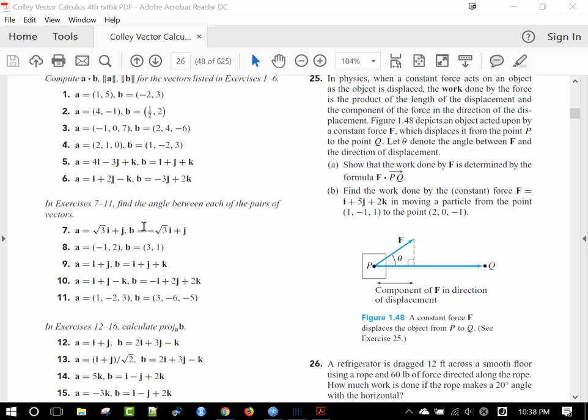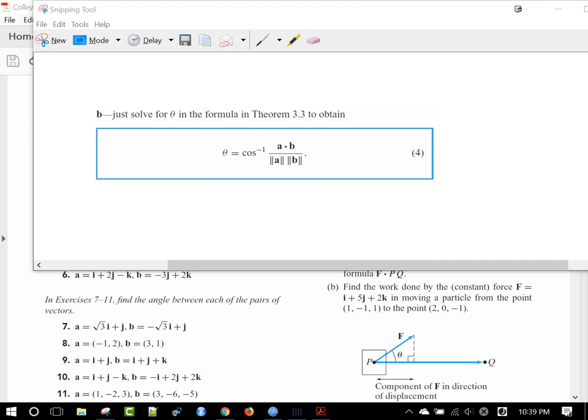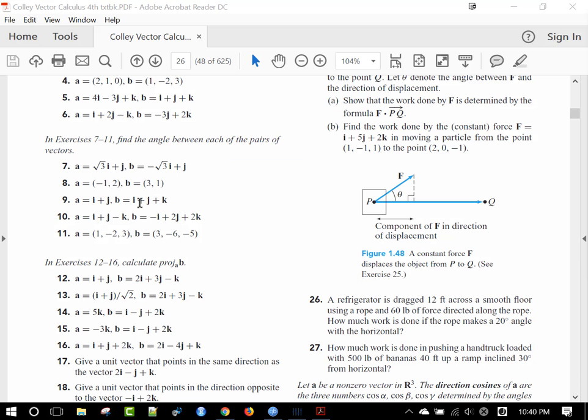Okay, find the angle between each pair of vectors. So let's just quickly go through it. We're going to use this formula here, and we have vectors, so we just do the dot product of the two vectors, and for the magnitudes, we have to take the dot product of each with itself and take the square roots. Then we have to take the inverse cosine of that, and that will give you the angle. So you can do that for those.